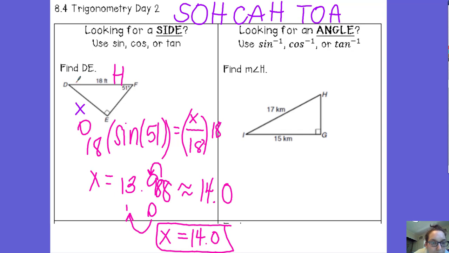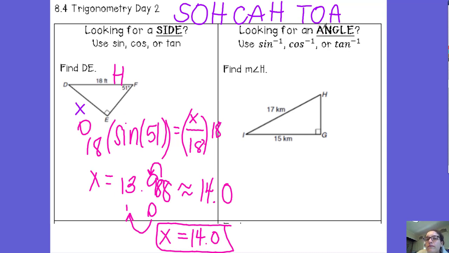Can double check. Remember, my hypotenuse always has to be the longest side, and the leg that I just found is less than 18. It's less than the hypotenuse, so whew, at least we got that going for us. Okay, so that was when we were given an angle and we set up an equation using just a regular old trig function to find a missing side.